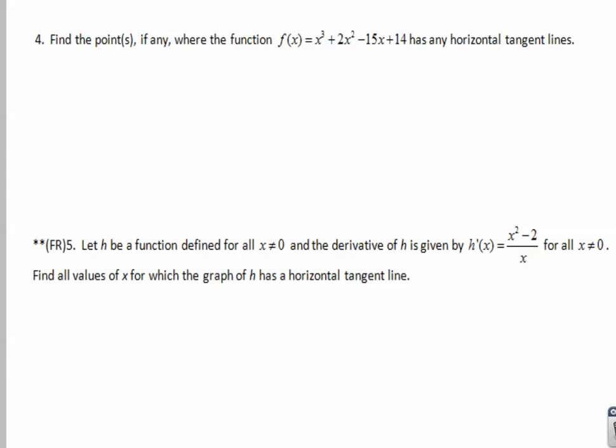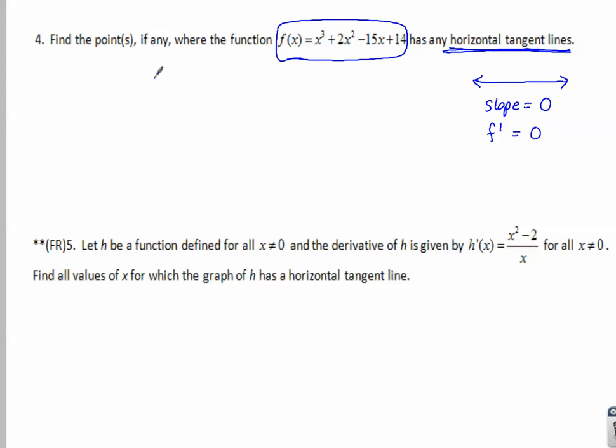Number 4, find the points where this function has a horizontal tangent. Picture to yourself what that means. Here's a horizontal line. Tell me what you know about it. That's right, the slope is 0. Well, what's our code word for slope or our synonym for slope? You got it, derivative, f prime equals 0. So what are we going to do with this function? You're so smart. Take the derivative, f prime of x. Let's use our shortcuts, 3x squared plus 4x minus 15, constant goes to 0.